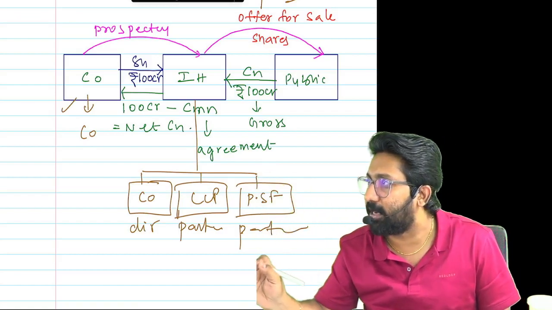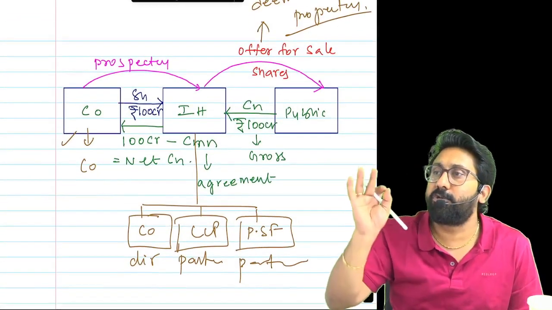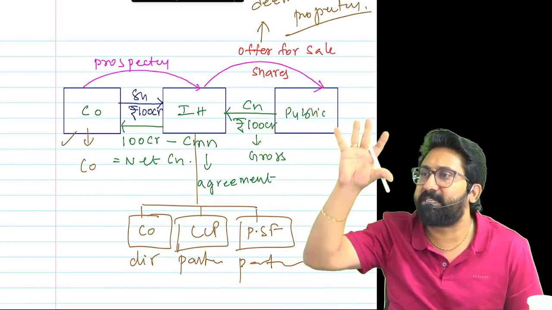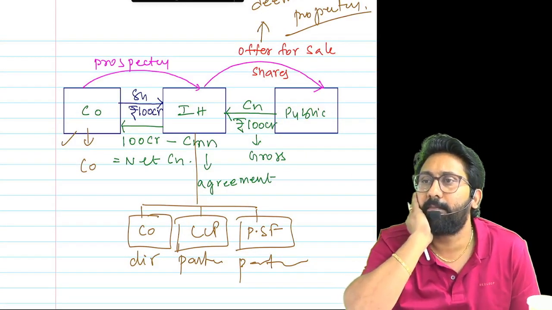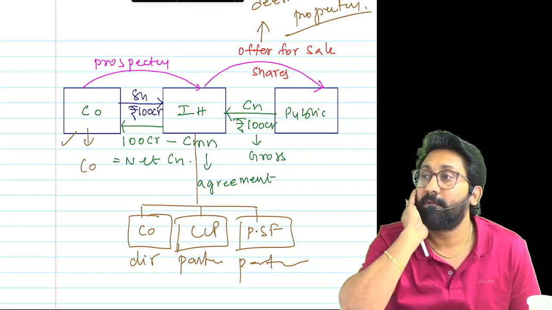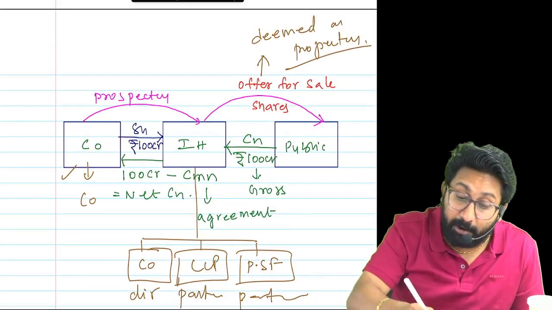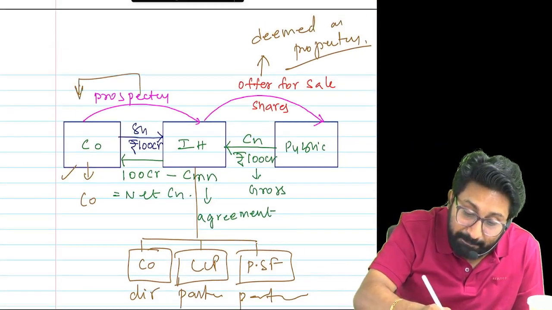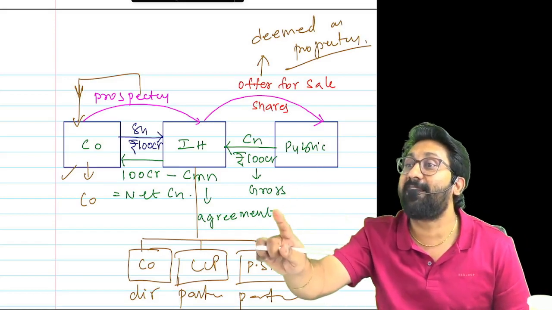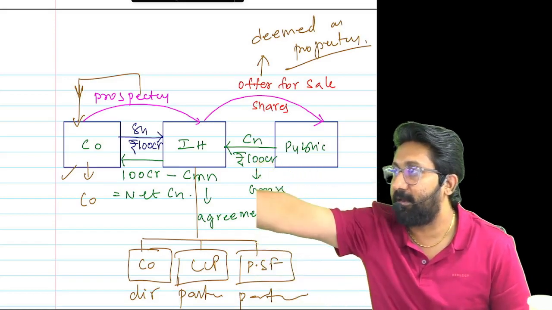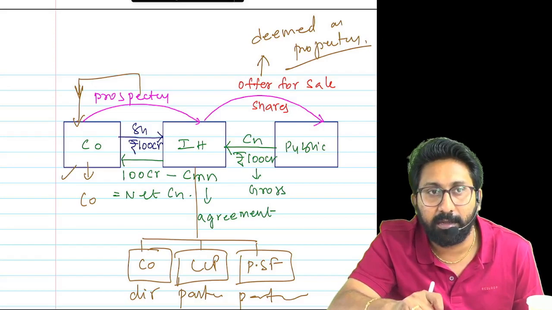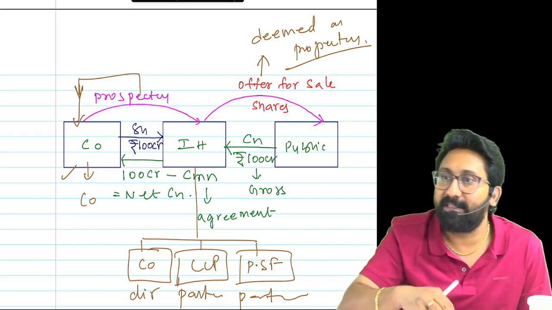Everyone understood the point clearly? Tell me, in the issue process, if misstatements are there, who will be liable? Wrong answer. If there are mistakes in the prospectus, the company will become liable. For mistakes in the offer for sale, the issue house is liable. Understood? This is what they wanted to tell in that section.